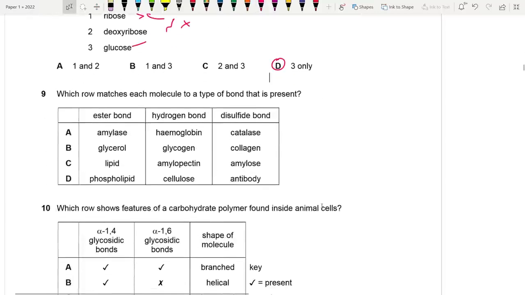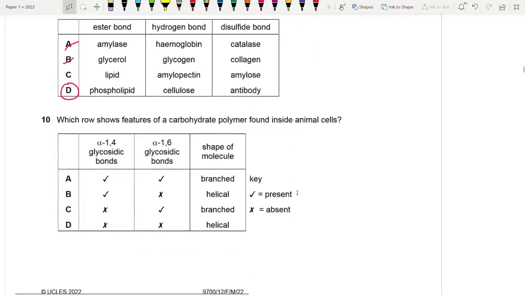Which row matches each molecule to a type of bond that is present? The ester bond is present in lipids or phospholipids, right? The hydrogen bond is present in cellulose. So the answer is probably D. And disulfide bond is present in proteins, okay? Antibodies, so it's right.